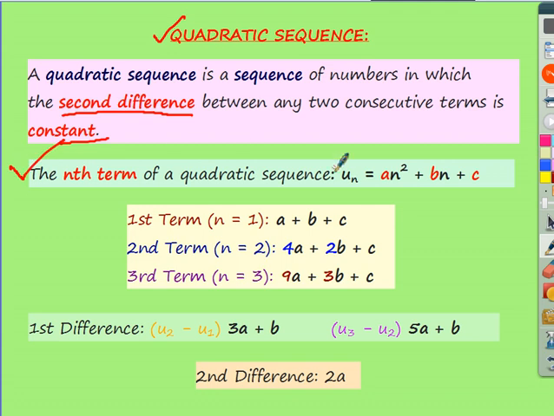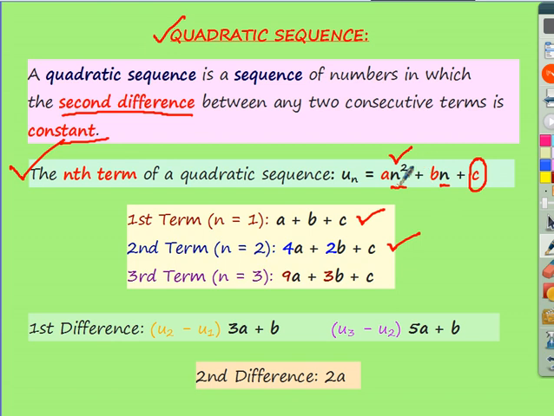So this is the nth term formula: an squared plus bn plus c. So these a, b, c are numbers and n is your term. If you are finding the first term, second term, third term, you just substitute the value of n. So for the first term, n equal to 1, so this will become 1, this will also become 1, so you will get a plus b plus c. If I take n equal to 2, then it will become 4a, this will become 2b, and this will become only c, because this is constant. There is no n. So 4a plus 2b plus c is your second term.